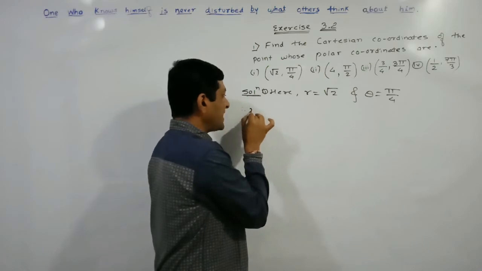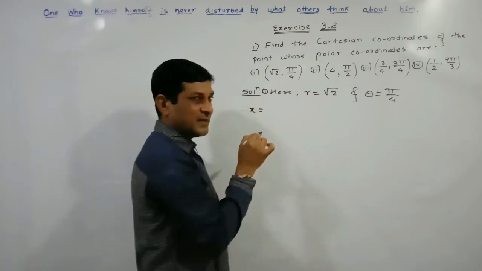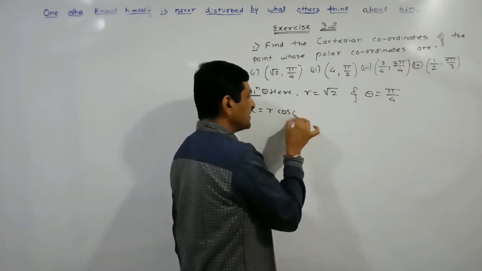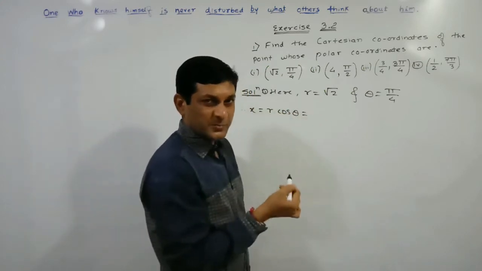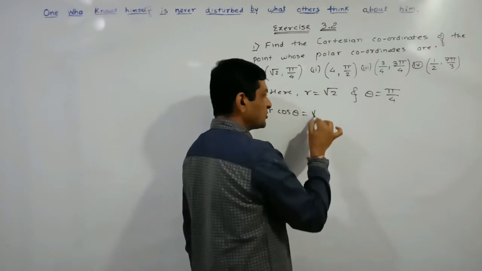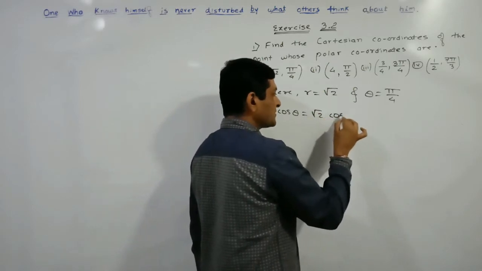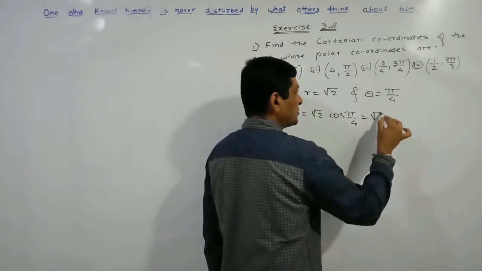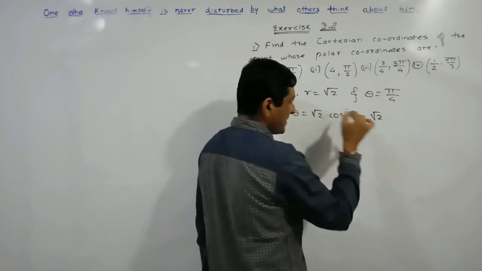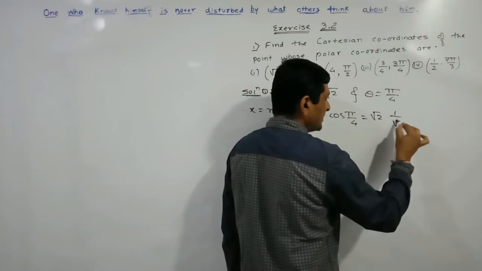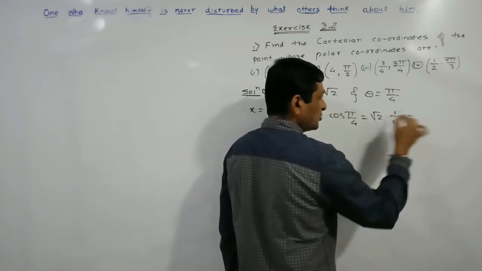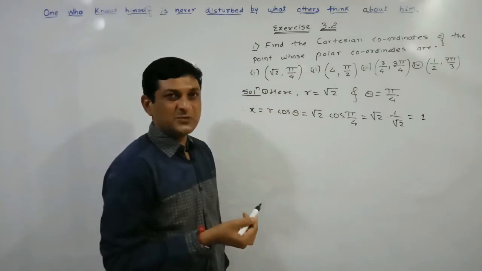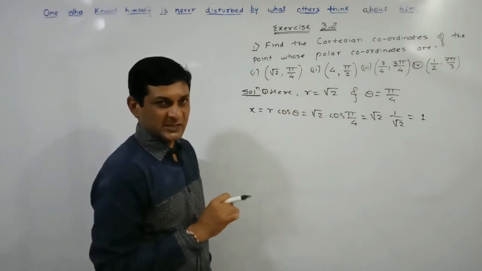So x, the x coordinate, can be found by applying which formula? R cos theta. The remaining part is just to substitute the value of R, root 2, into cos theta. Theta is given as pi by 4. So root 2, keep it as it is, cos pi by 4, we know its value is 1 by root 2. So root 2 will get cancelled and we will get 1. The value of x is 1.